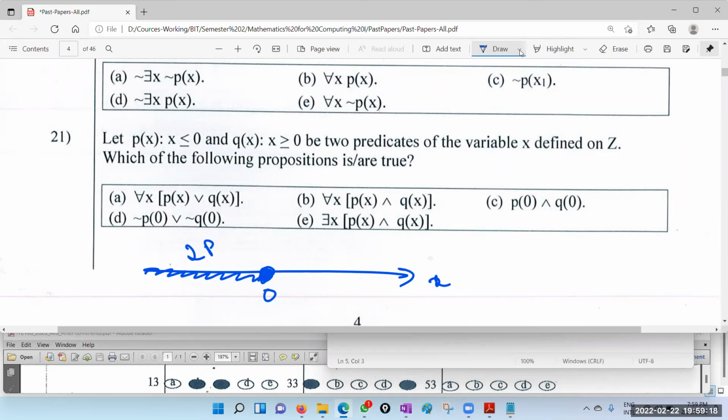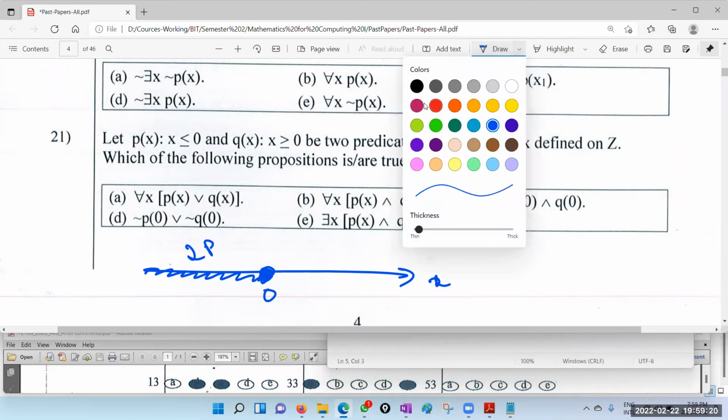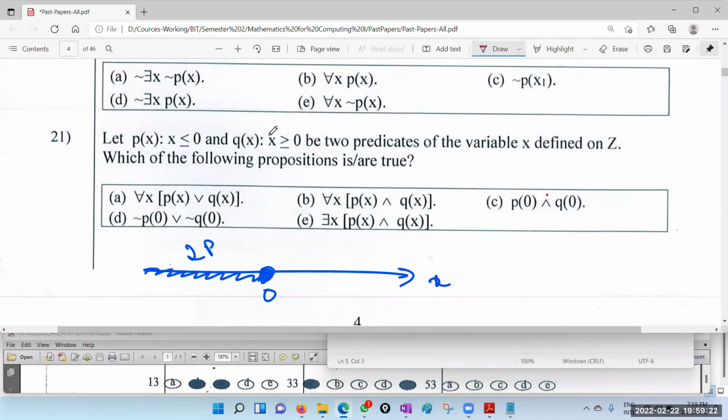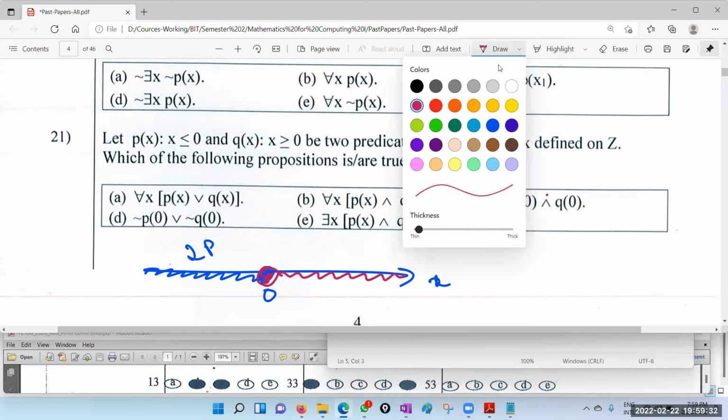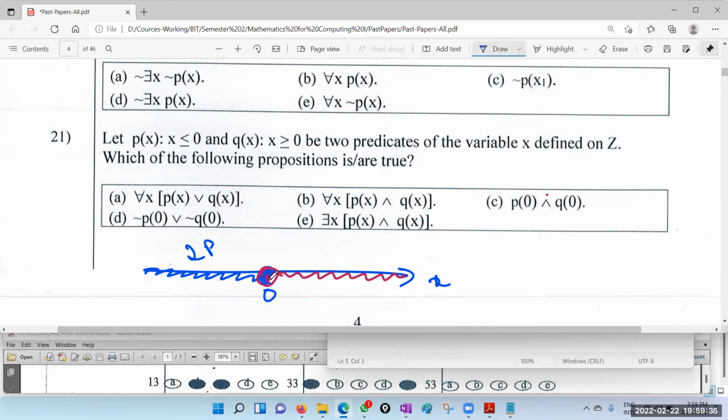And let's use another color for Qx. Qx is x greater than or equal to 0. That means this part and this part. So blue is on both sides, and red is on both sides. Okay. Right.